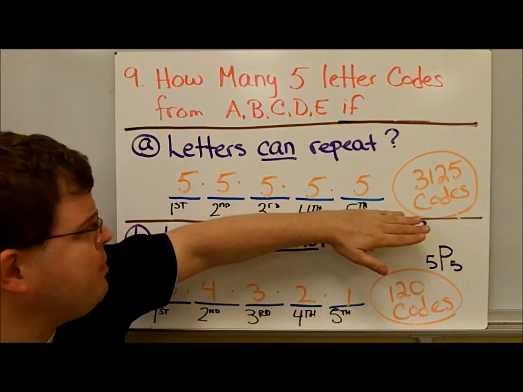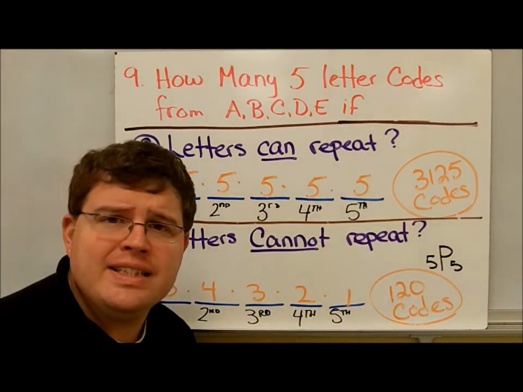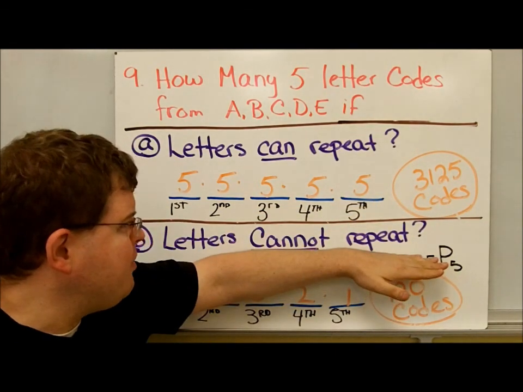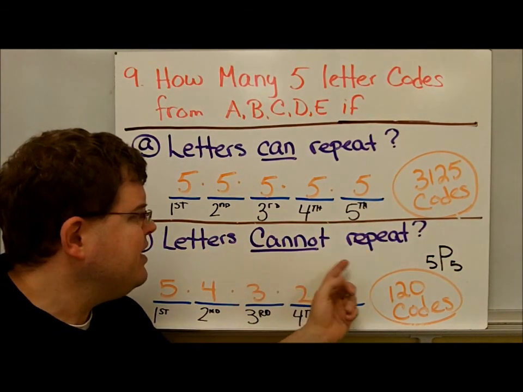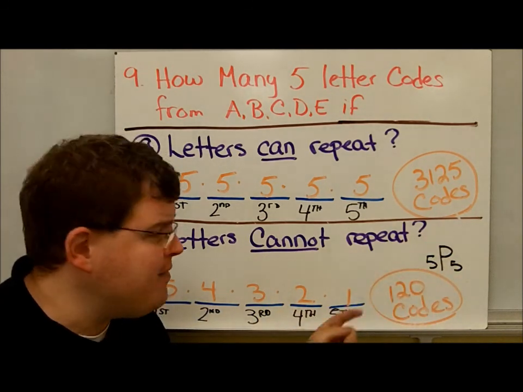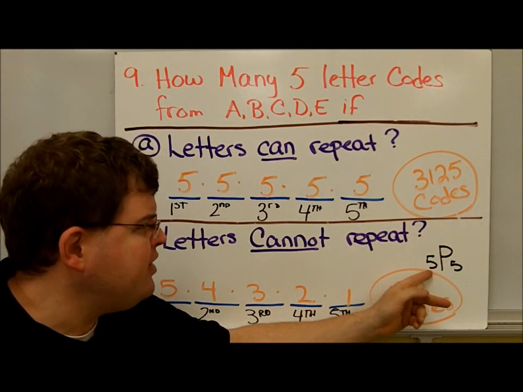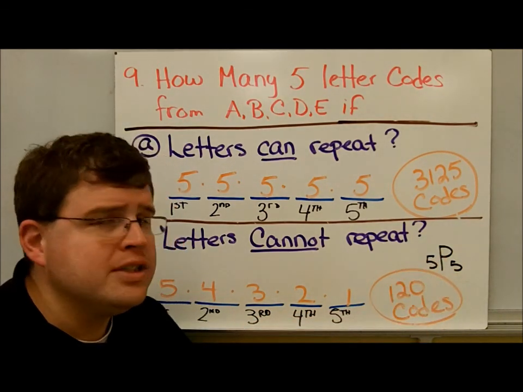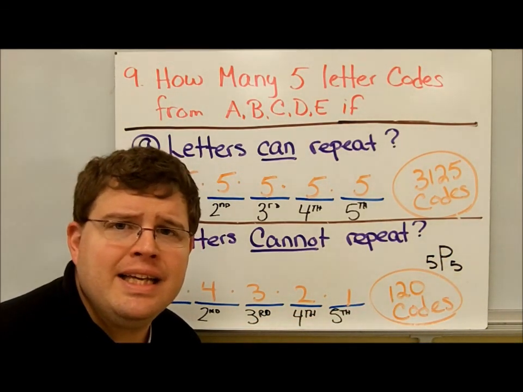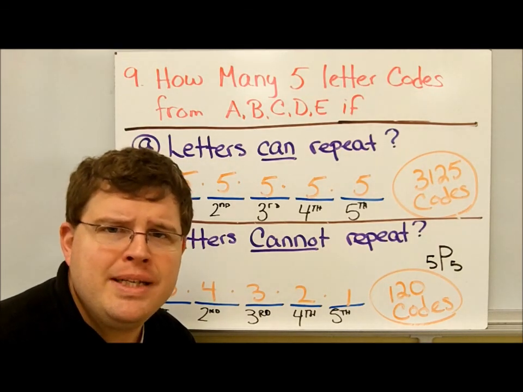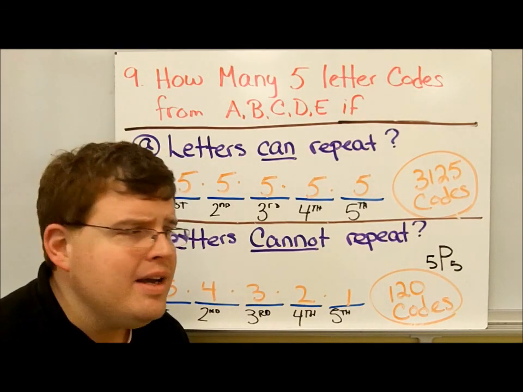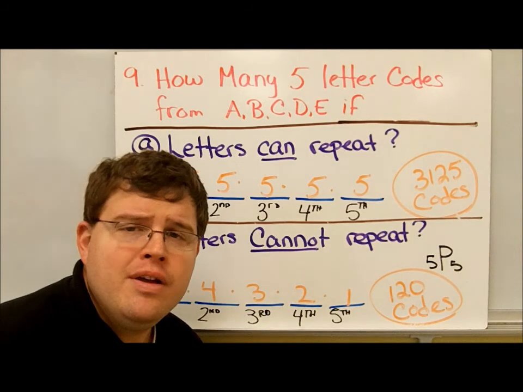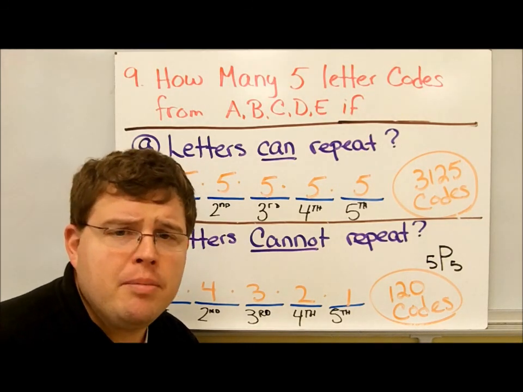Now, up here, repeats were allowed. I could not use my fancy notation. But down here, because I cannot repeat, I could use 5p5. There are 5 letters, and I'm going to pick 5 of them, and the order matters, because the code ABCDE is different than ABCED. And so this is the basics of combinatorics using permutations.